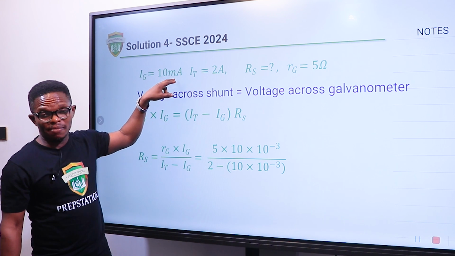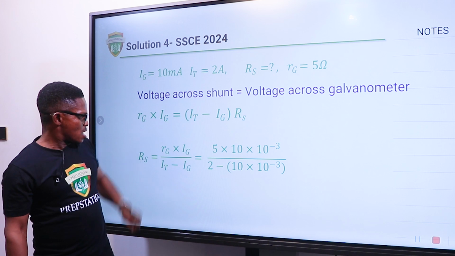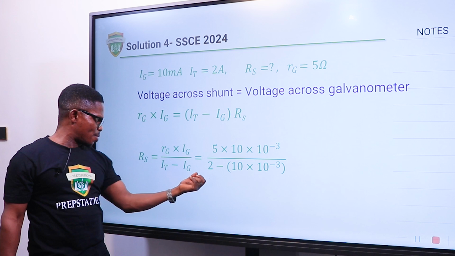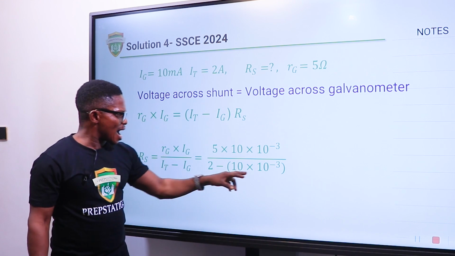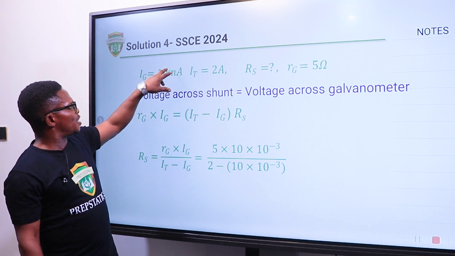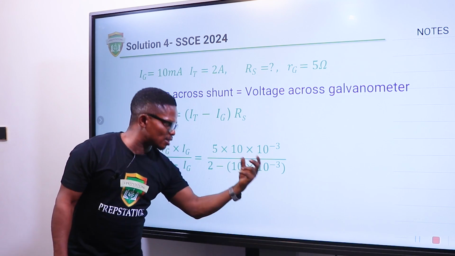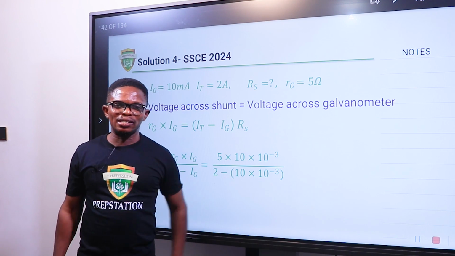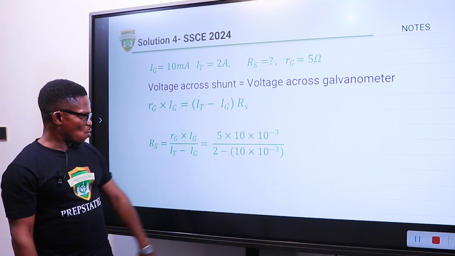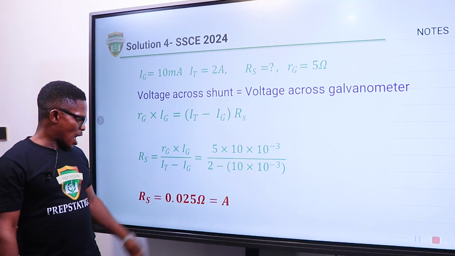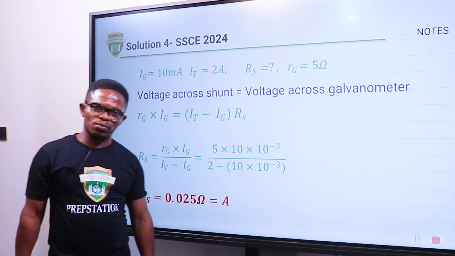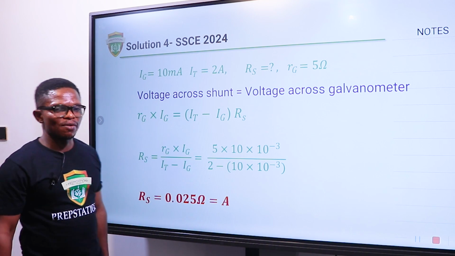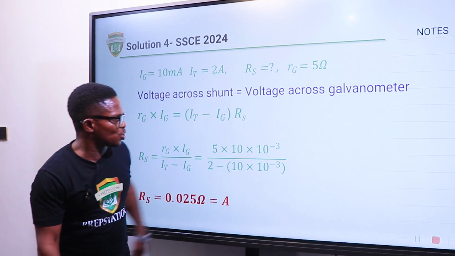Then in the place of IT, total current, you have 2 ampere, minus IG. In the place of IG, again, 10 milliampere. What next? Use your calculator and play with these numbers, and then you are going to get your final answer as 0.025 ohms. So this is how we got the answer to be A. I believe it's very clear and very simple. Let's continue. We still have more questions to play with.